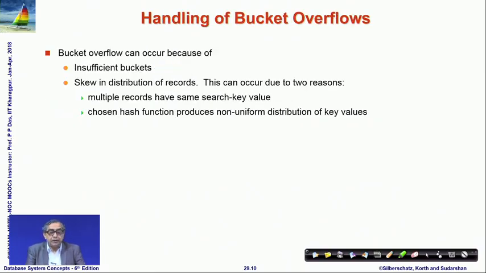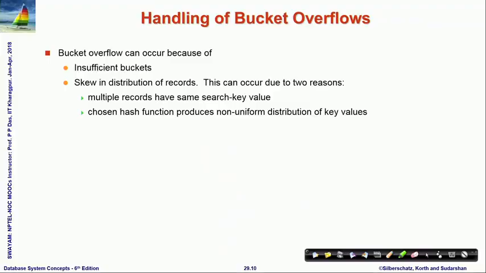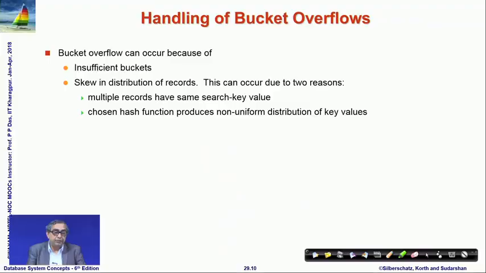Now, the question is the buckets have a certain size. We said that a bucket is a disk block. So, a bucket can overflow because there may not be sufficient buckets to keep all the records, so it will not fit in, or your distribution could be skewed. There may be many buckets with a lot of space left, but some buckets may have too many records coming onto them because of the behavior of the hash function, so that multiple records have the same key value, or the chosen hash function produces non-uniform distribution and so on.